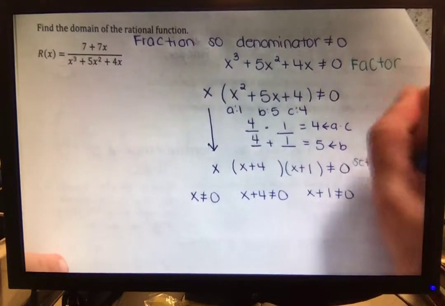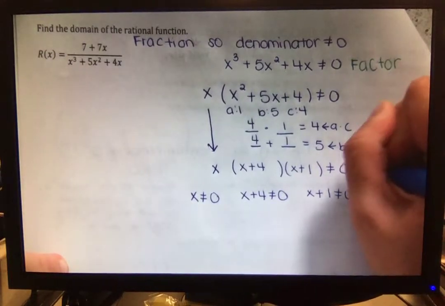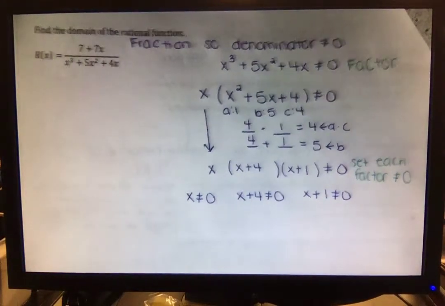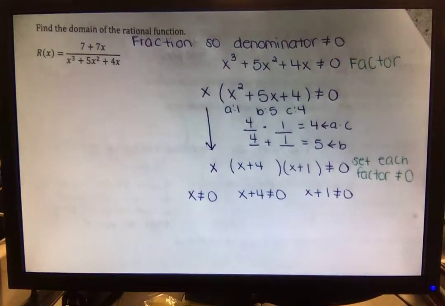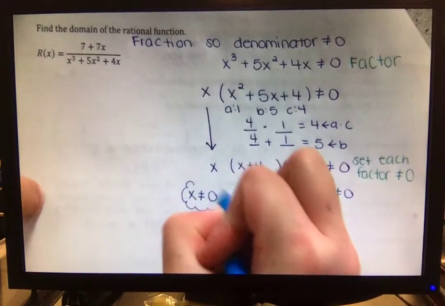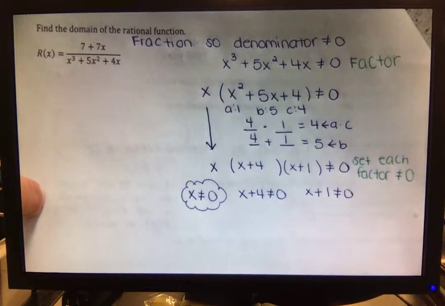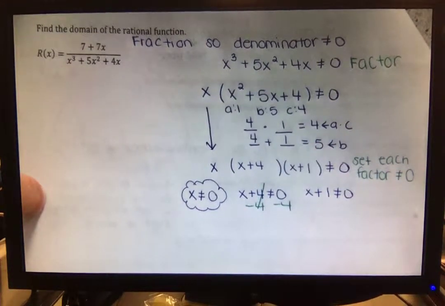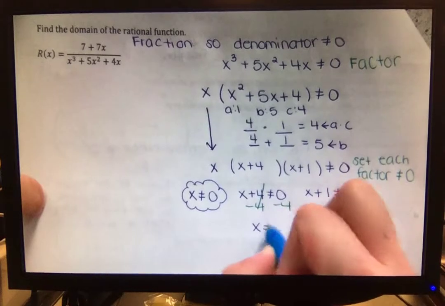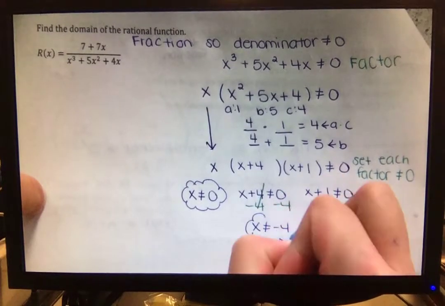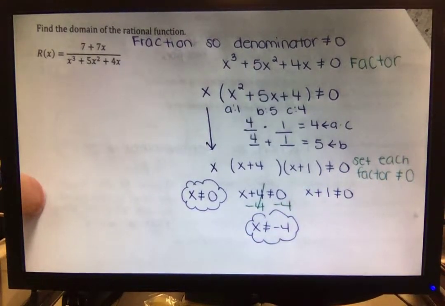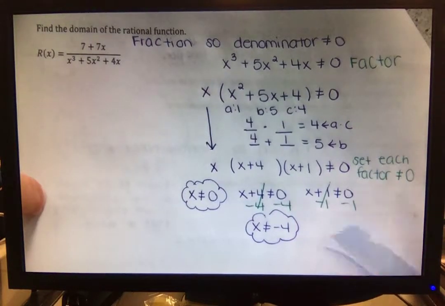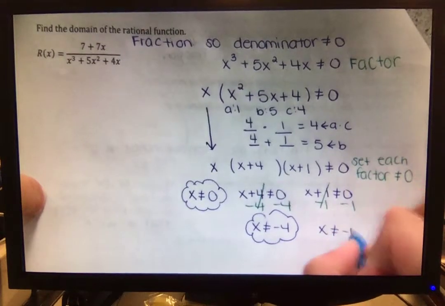So we're going to set each factor not equal to 0. Now I can solve each one separately. So x cannot equal 0 is our first one. I'm going to subtract 4 from both sides to solve for x, so we get x cannot equal negative 4. And then lastly, subtracting 1 from both sides on the last factor, we get x cannot equal negative 1.